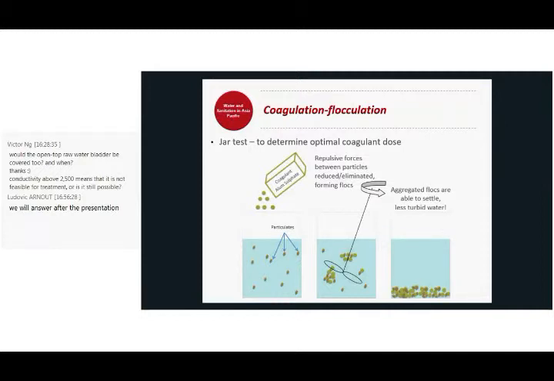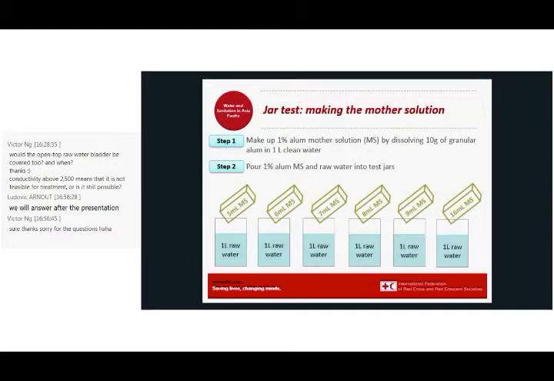If taking from a pond or a lake, we also want to try to take from the middle or away from the edge of the lake where particular sediment or buildup can sort of give us a false result. So this is the step 1 and step 2 of the jar test.